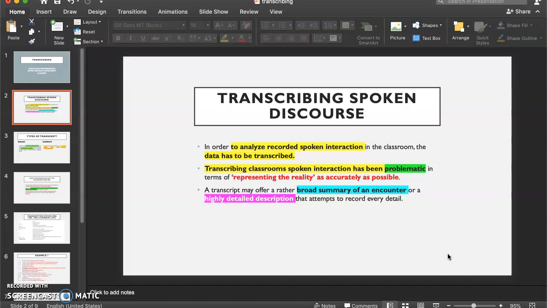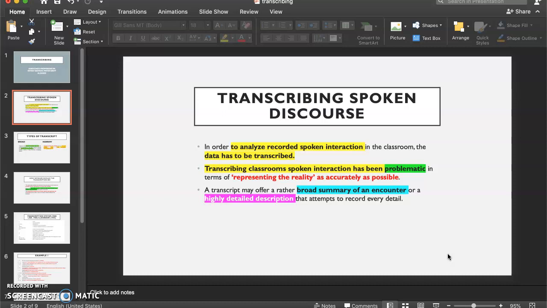Because when you want to transcribe a spoken discourse, for example, in the classroom, there will be actions like body gestures, all this. How do you actually include all this? And then there will be rising intonation, a pause, silence. How do we transcribe all these things? So that's why it becomes a little bit problematic.